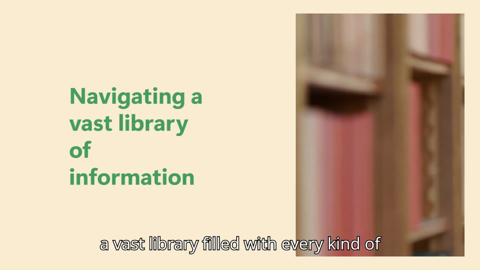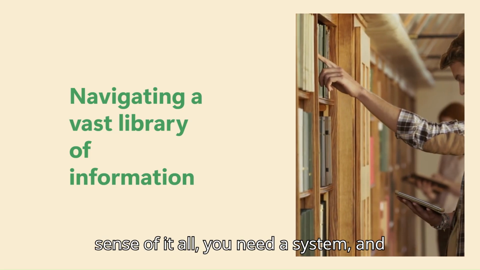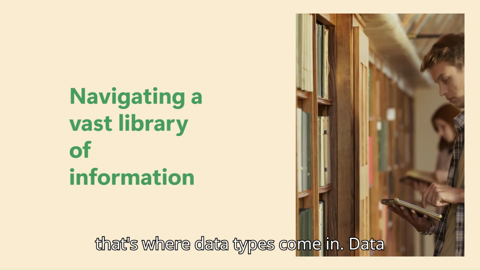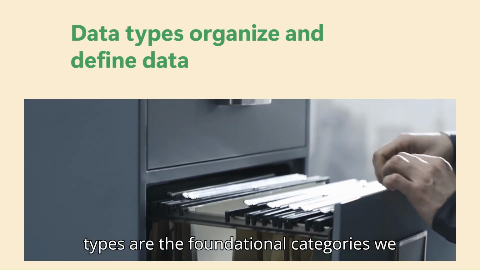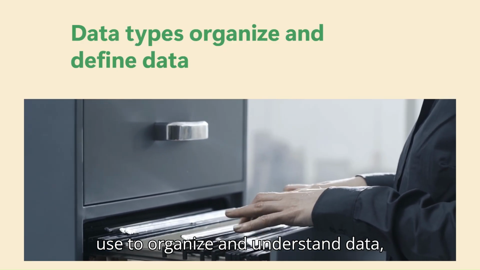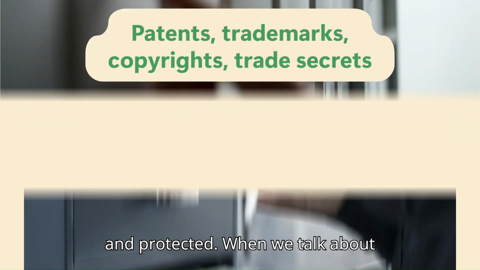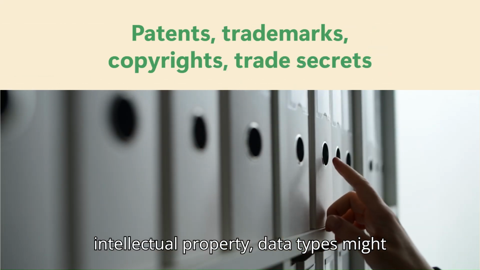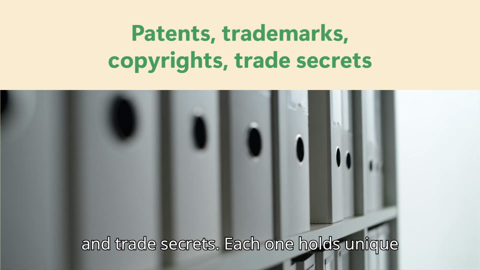Imagine trying to navigate a vast library filled with every kind of information you could think of. To make sense of it all, you need a system, and that's where data types come in. Data types are the foundational categories we use to organize and understand data, defining how it can be stored, processed, and protected. When we talk about intellectual property, data types might include patents, trademarks, copyrights, and trade secrets.